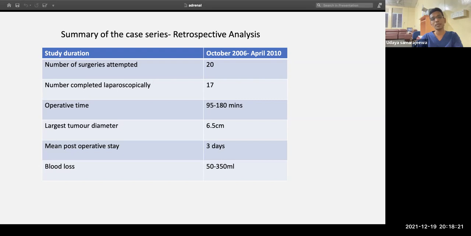The number completed laparoscopically was 17, so three we had to open due to various reasons. The mean operative time was about 95 to 180 minutes. The largest tumor diameter resected laparoscopically was 6.5 centimeters. The mean post-operative stay was about 3 days, and the blood loss ranged from 50 to 350 ml. This is a summary of the first paper.